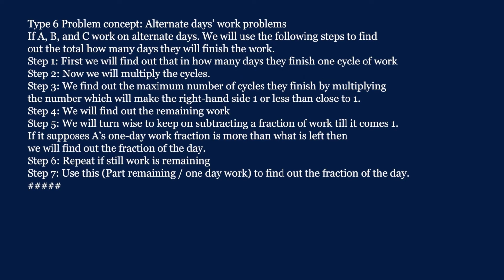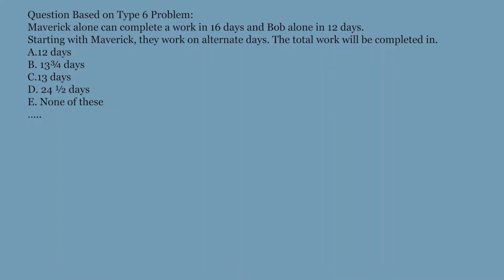So let's understand this problem with one example. Let's read the question. Maverick alone can complete a work in 16 days and Bob alone can in 12 days. Starting with Maverick, they work on alternate days. The work will be completed in how many days, which we need to find out. As we can see, Maverick alone can finish a work in 16 days and Bob alone can finish a work in 12 days. But these two people, Maverick and Bob, are doing work alternately. First one day Maverick does some work, and then next day Bob does some part of the work, right?